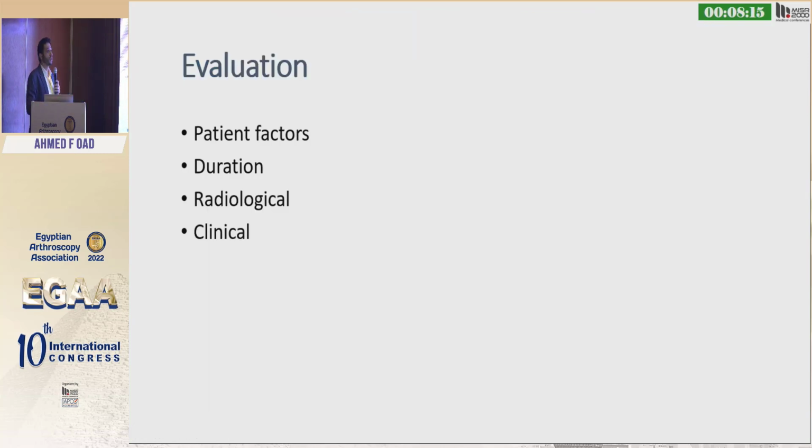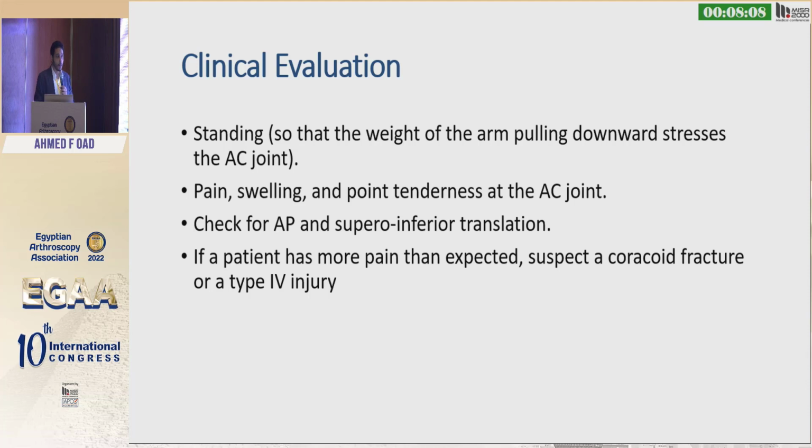So evaluation should always include the patient factors, the duration, the radiological evaluation, as well as the clinical evaluation. It's always advised to assess the patient clinically while he is standing, to allow the weight of the arm to pull on the AC joint, to see the pain and the swelling at the point of maximum tenderness at the AC joint. Look for visible translation, whether anteroposterior or superior-inferior translations. And if the patient has more pain than expected, you might suspect a coracoid fracture or a severe posterior displacement with impingement.